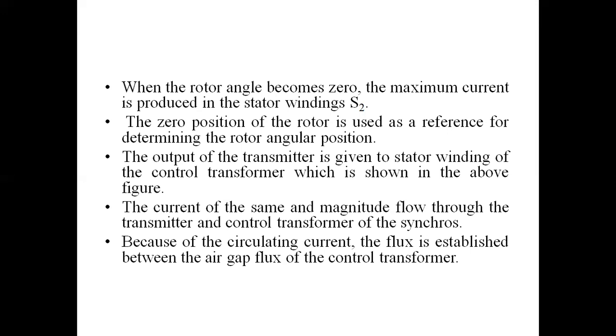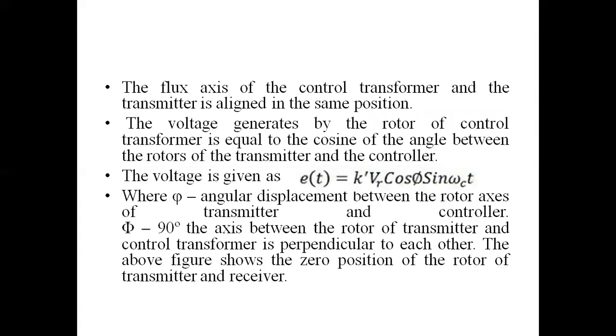Because of the circulating current, the flux is established in the air gap of the control transformer. So when you are talking about the flux axis, the flux axis of the control transformer and the transmitter is aligned in the same position, whereas the voltage generated by the rotor of the control transformer is equal to the cosine of the angle between the rotors of the transmitter and the controller.